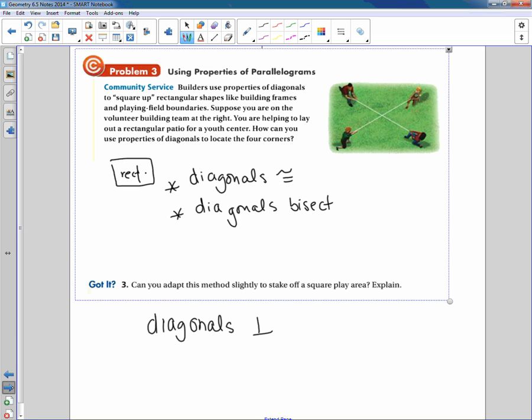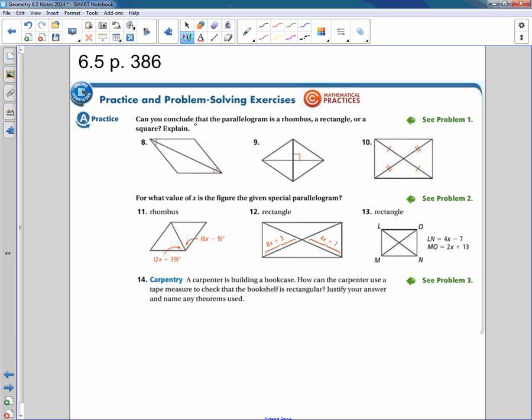Okay. All right, these are the practice problems that you have, not too many here on page 386, and it is numbers 8 through 14. Okay, let me know if you have any questions.